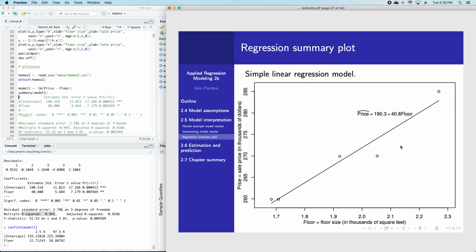And in the next video, we'll go on and talk about how we can use our model to either estimate an expected value of y for a particular value of x, or predict an individual value of y for a particular value of x.